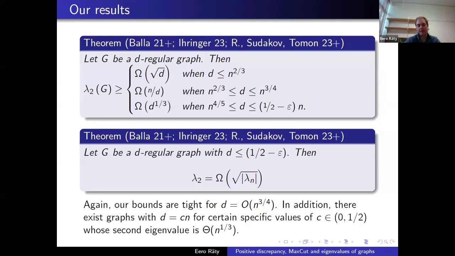And also regarding tightness, the first two bounds are again tight up to when d is at most n to the 3/4. But also there are examples of graphs with degree some constant times n, which have a second eigenvalue of the order n to the 1/3. After showing the plot of these bounds, I'll talk a bit about these upper bound constructions.